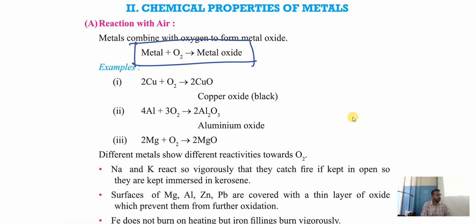Example, copper plus oxygen gives copper oxide. Copper is metal. With oxygen, it gives copper oxide. Aluminum plus oxygen gives aluminum oxide. Magnesium plus oxygen gives magnesium oxide.